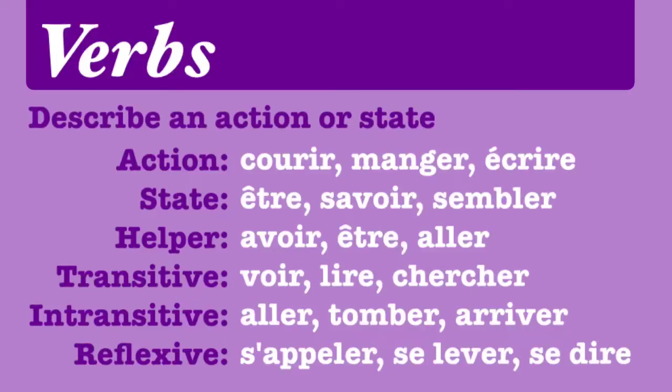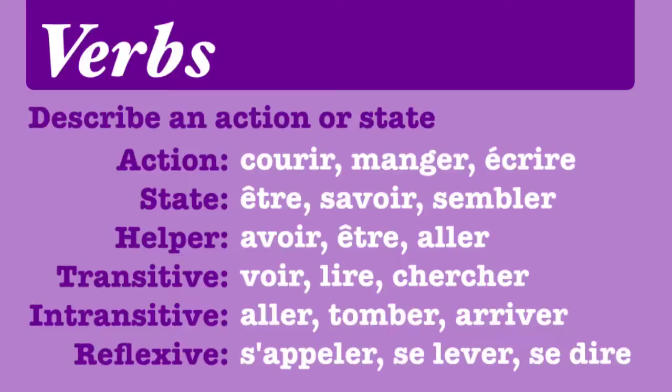Verbs are words that describe an action or a state. They are often described as action words. So here are 3 examples of verbs that describe an action, known as action verbs. We have courir, which means to run, manger, to eat, and écrire, to write. So these are verbs that involve actions that have a physical component to them.